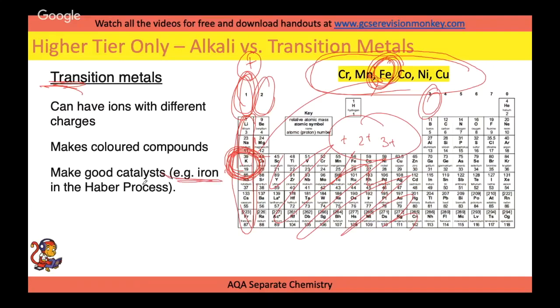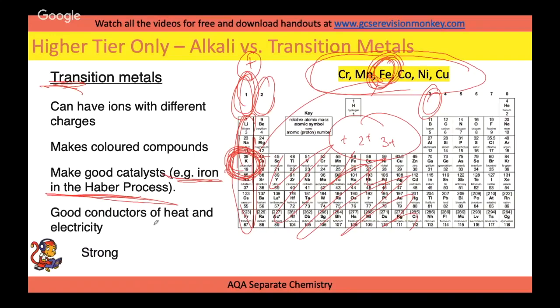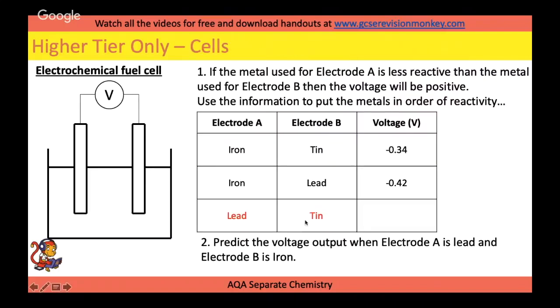And I'd write one down as an example, iron in the Haber process. And they're good conductors of heat and electricity, and compared to the alkali metals, they are very strong. You can cut the alkali metals with a knife. They're quite soft, but these transition metals are strong. Last two bits then. Okay, we're nearly at the end.